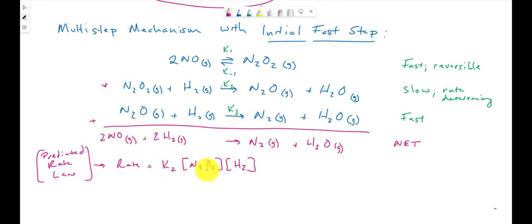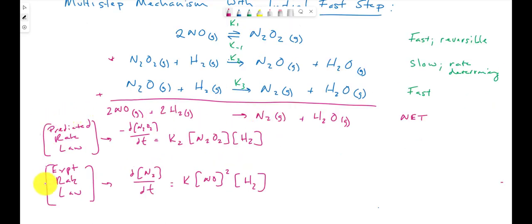So how do we reconcile this predicted rate law, which includes this species N2O2, which we can say is actually an intermediate because it's on both sides of the reaction, they cancel out. How do we get that in terms of something that makes sense realistically for what's in the lab based on the experimental outcome? So the experimentally determined rate law, the one that you measure in the lab, looks like this.